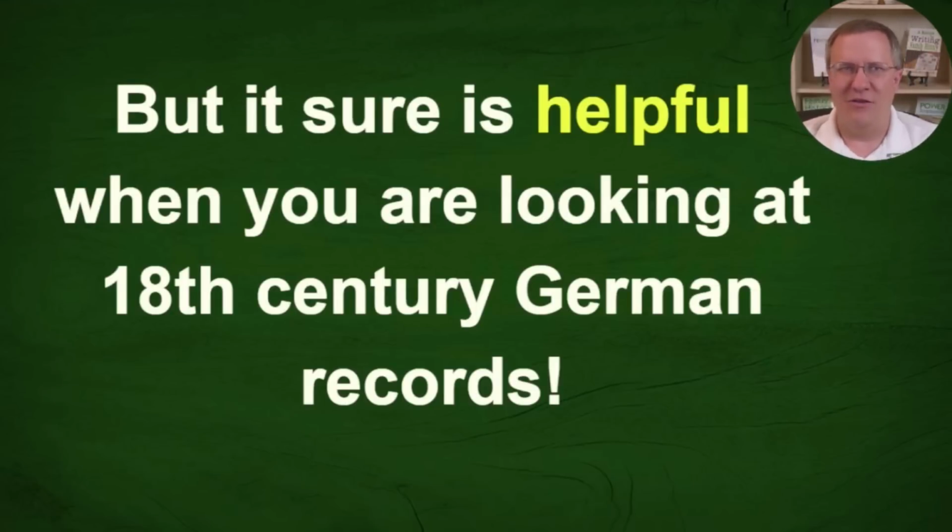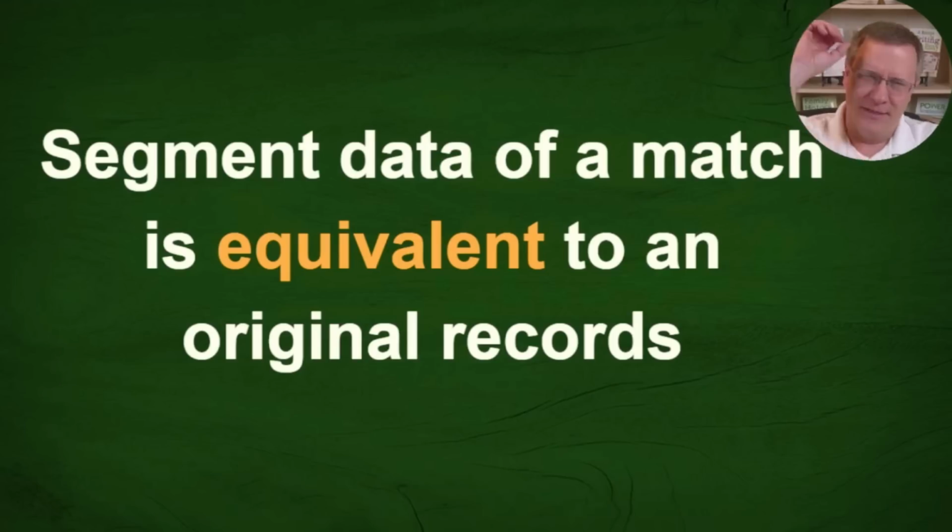It's not that a chromosome browser is needed for most or even a significant amount of questions that we may have in genetic genealogy. What I think it boils down to, why is a chromosome browser needed, is your segment data of a match is the equivalent of an original record, because your DNA is a record of your DNA, but it's really your DNA compared to somebody else's DNA, that match, that is a record of a relationship. What that relationship is, we don't know, but that is a record of a relationship. And so I would argue that that segment data is the equivalent of an original record.